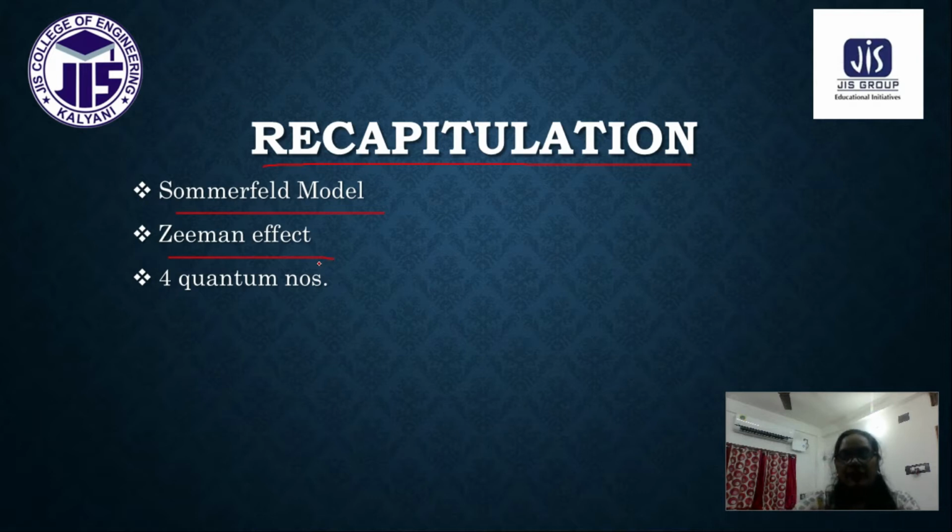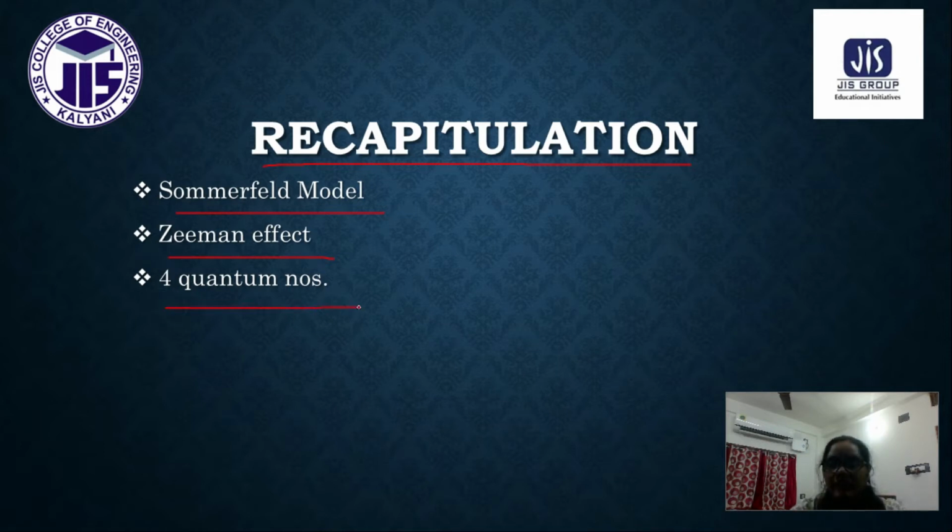Next we discussed the Zeeman effect. Generally, if we apply a magnetic field, then what will happen? What will be the orientation of the electron? What will be the orientation and shapes of the energy levels? All these things we can know from the Zeeman effect. Okay, and if we consider the magnetic effect, at that time also we have to incorporate one more quantum number, that is the magnetic quantum number.